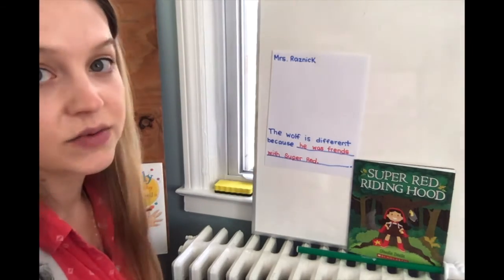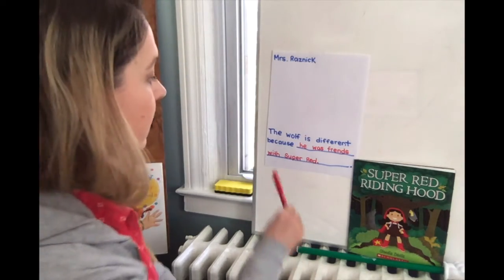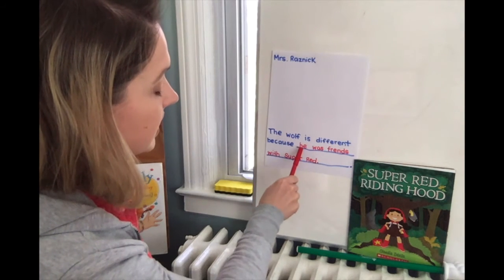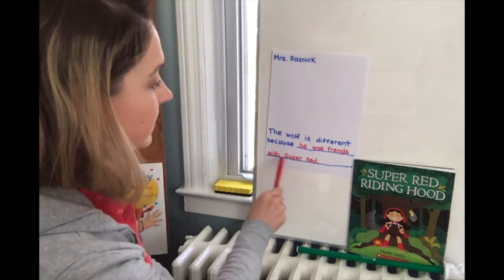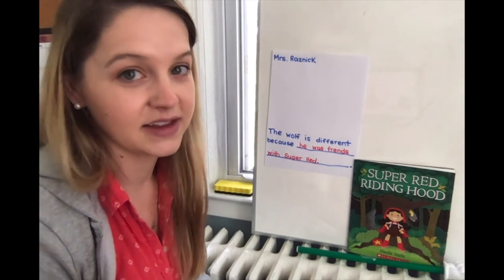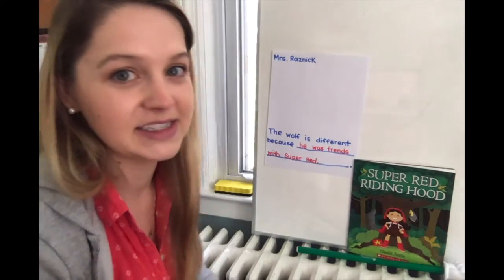Now let's go back and read my sentence and make sure that it makes sense. The wolf is different because he was friends with Super Red. Definitely. In the other stories, they were not friends at the end. I don't think he would ever come back to see her.